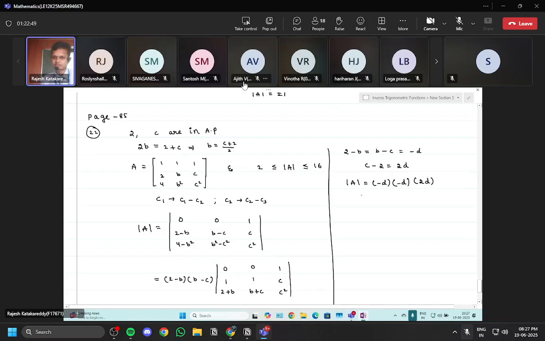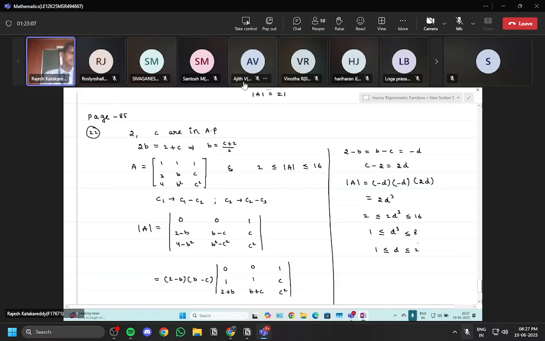So how much is this? 2 into d cube. So now writing it, 2 less than or equal to 2 into d cube, less than or equal to 60. 1 less than or equal to d cube, less than or equal to 8. 1 less than or equal to d, less than or equal to 2.